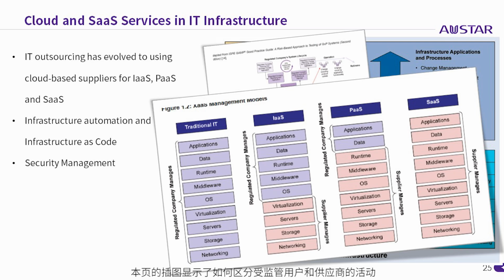The illustration on this page shows how to separate the activities for the regulated user and the supplier. As you can see, in a SaaS environment, the supplier plays a much more important role regarding the application and the data. The cloud lock-in effect is to be considered as highly critical. This means during a SaaS cloud project, the regulated user should start with the end in mind. It must be a contractual object how to get the data out of the system in the case of a contract end.